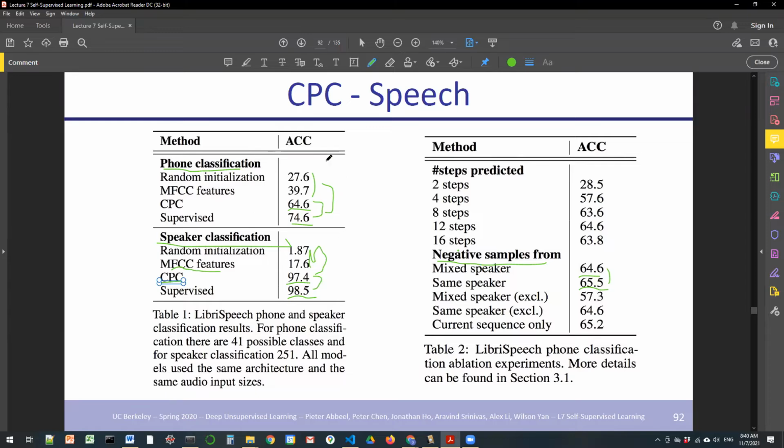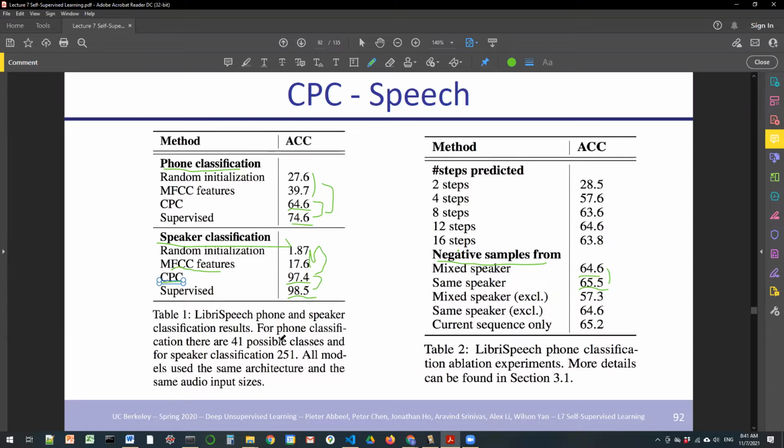And one thing I forgot to mention is the way you determine the accuracy is you take the encodings that you get from the contrastive predictive setup, the CPC setup, and then freeze those encodings and put a linear classifier on top, and then perform classification tasks.